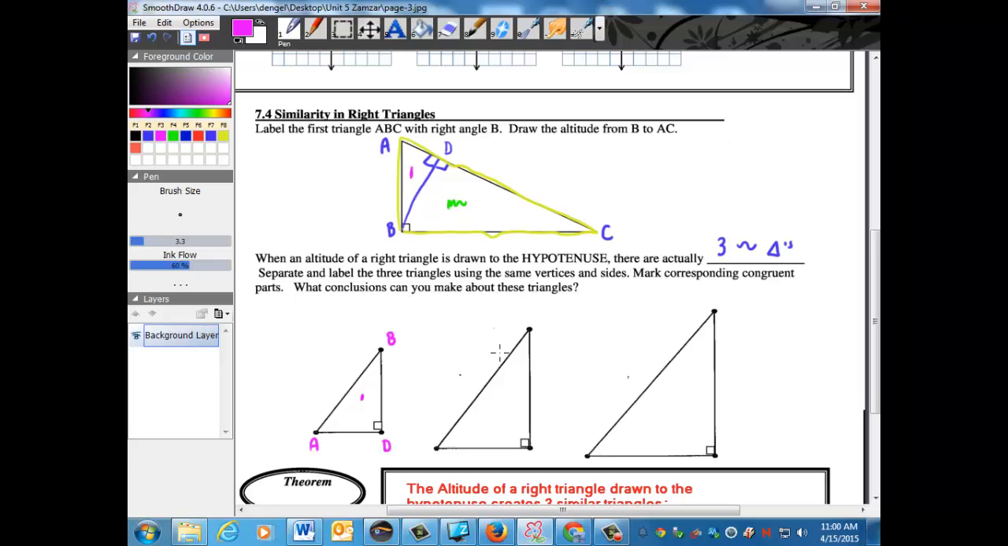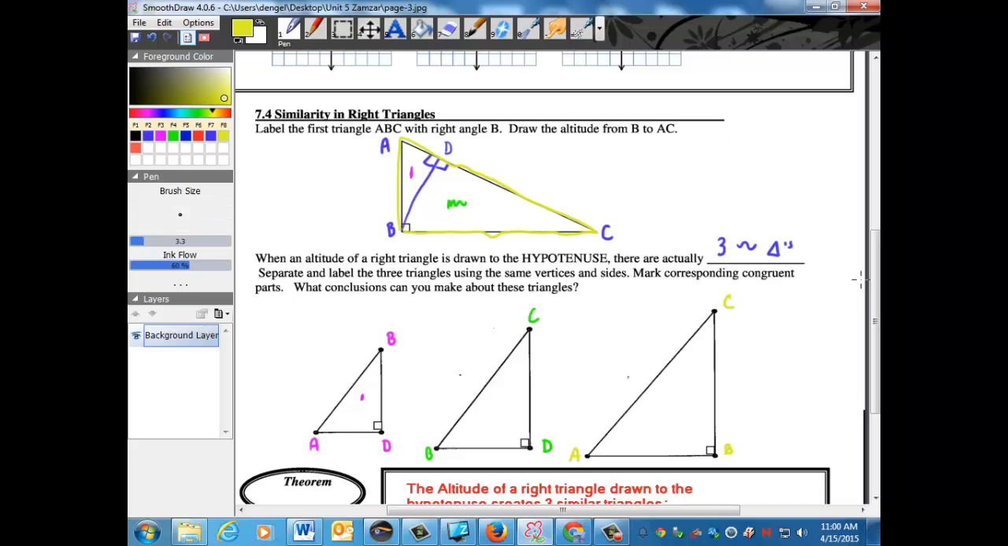Alright, and then we're going to do the same for the middle-sized triangle. That's our triangle in green. For the middle-sized triangle, we have a right angle at D. Our base would be B, and then C will be at the top. And then for our large triangle in yellow, we have angle B, we have angle A, and then up at the top we have angle C.